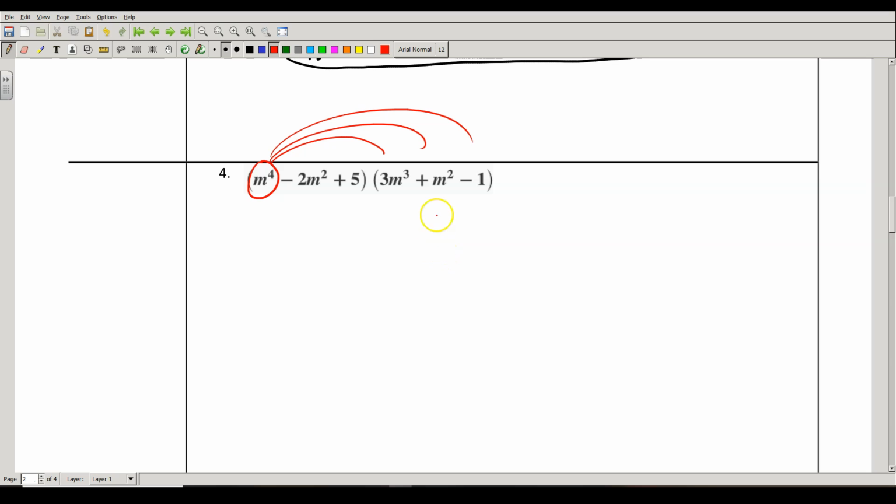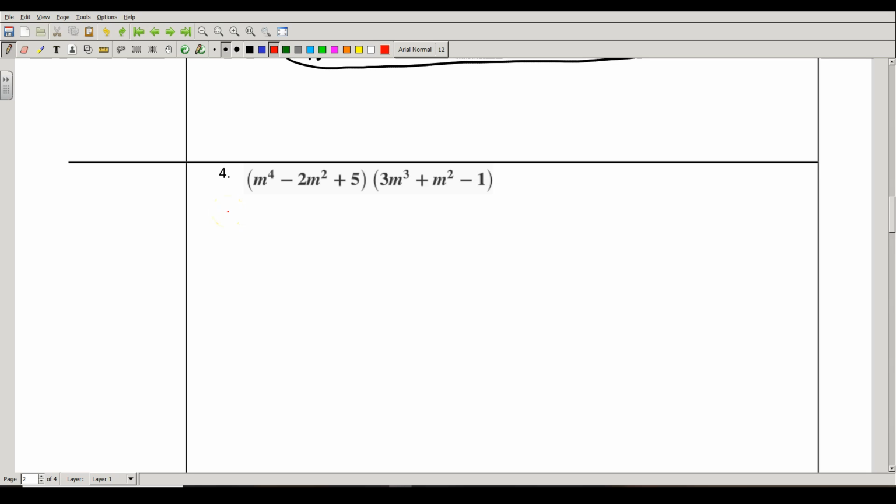So there's going to be three multiplications there, and then we're going to take this and multiply this out 3 times, and then we're going to take the 5 and multiply it three times as well. So we have to distribute everything. That's just how that works. So we're going to have 9 different multiplications. So you can certainly just do this horizontally and start writing out the work if you want. Okay, so you could say, all right, that's going to be 3m to the 7th, and you can just start working the problem out.